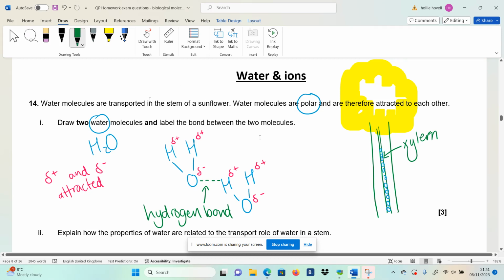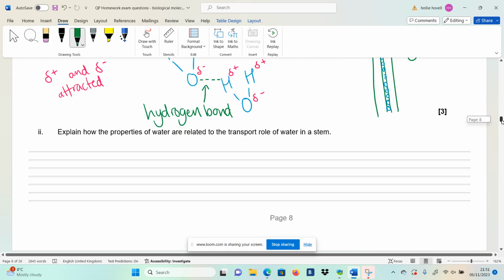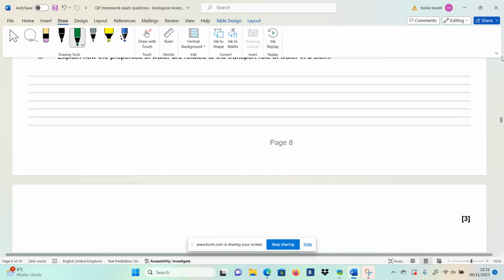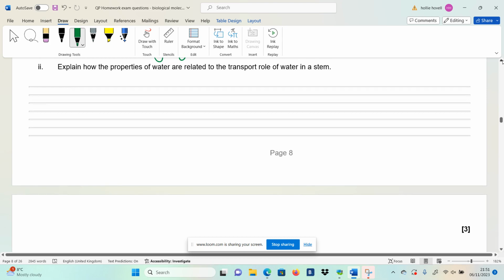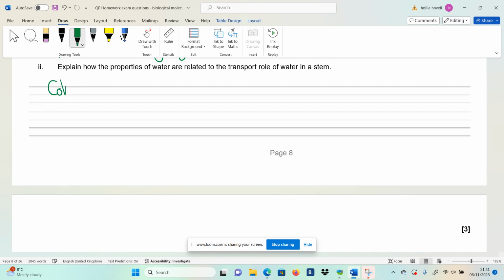Right, the next question. Explain how the properties of water are related to the transport role of water in the stem. Okay, so how does water get transported up the stem? We've got two different words that we can use in this context. One of them is called cohesion, and one of them is called adhesion, and they mean slightly different things. So first of all, cohesion is when two molecules of the same type stick together. So this is the water molecules sticking together. So water sticks to water.